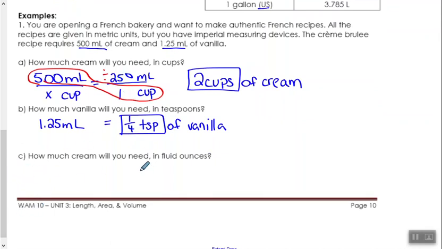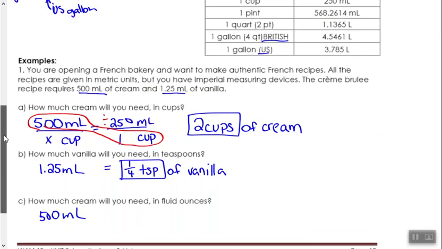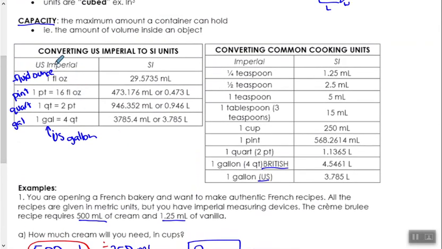Then how much cream will you need in fluid ounces? Okay, so I found cream in cups, but let's find cream in fluid ounces. So 500 milliliters to fluid ounces. And let's see if we have a direct conversion. And we do. So 1 fluid ounce is 29.5735 milliliters.